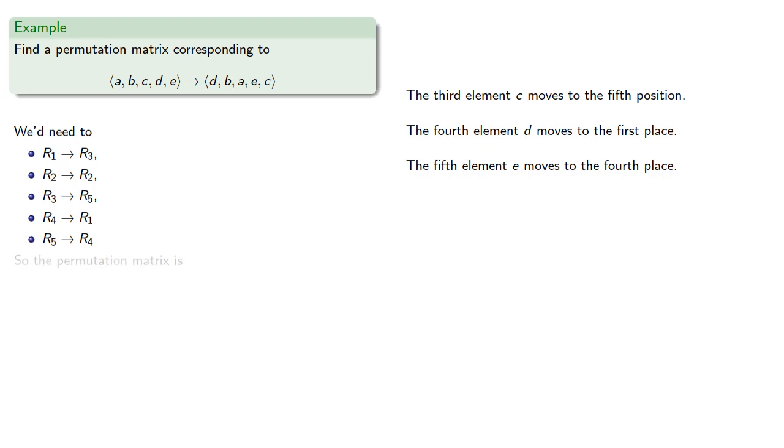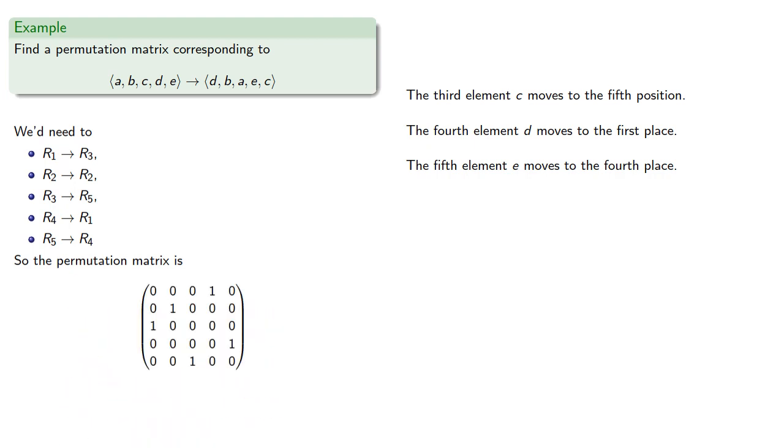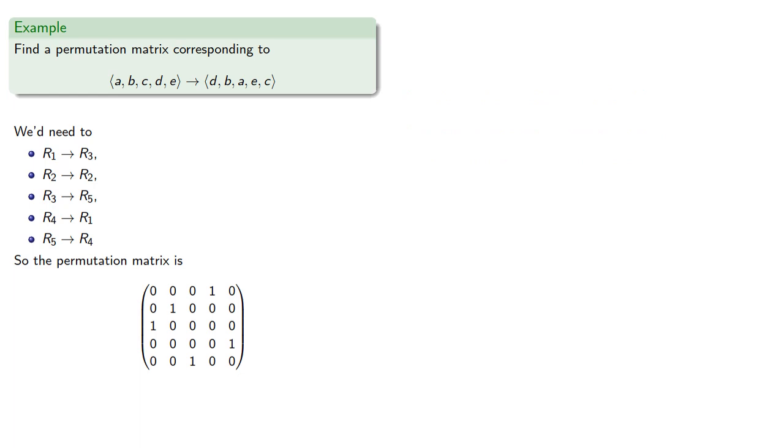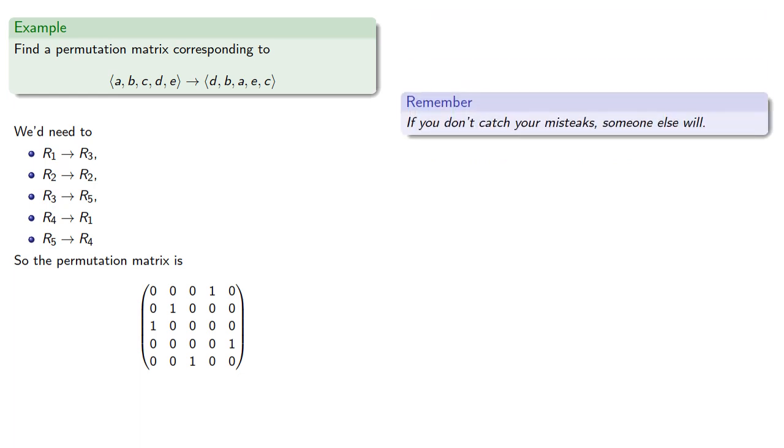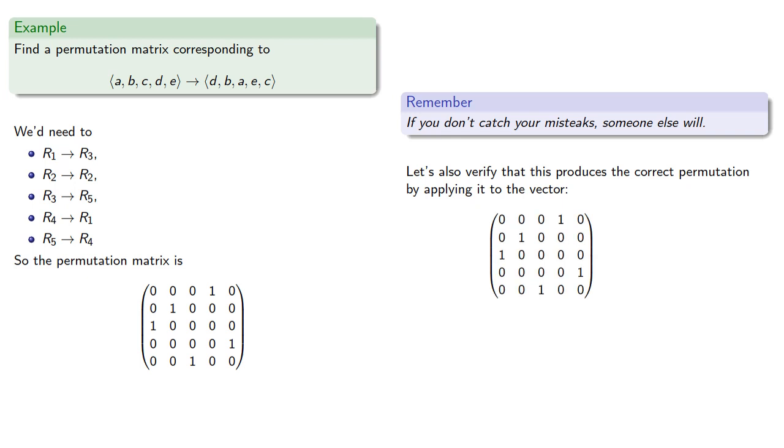So if we apply these permutations to the identity matrix, we get... and remember, if you don't catch your mistakes, someone else will. Let's also verify that this produces the correct permutation by applying it to our column vector. So if we apply our matrix to our vector, we get... which is what we wanted to get.